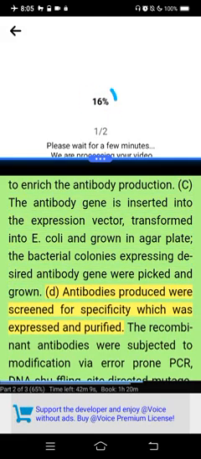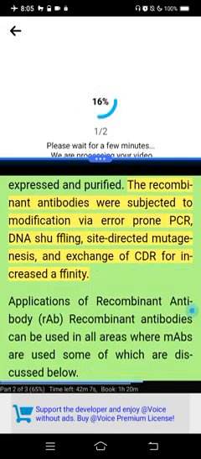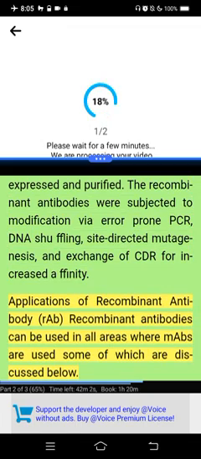Antibodies produced were screened for specificity, expressed and purified. The recombinant antibodies were subjected to modification via error-prone PCR, DNA shuffling, site-directed mutagenesis, and exchange of CDR for increased affinity. Applications of recombinant antibody: RABs can be used in all areas where MABs are used, some of which are discussed below.